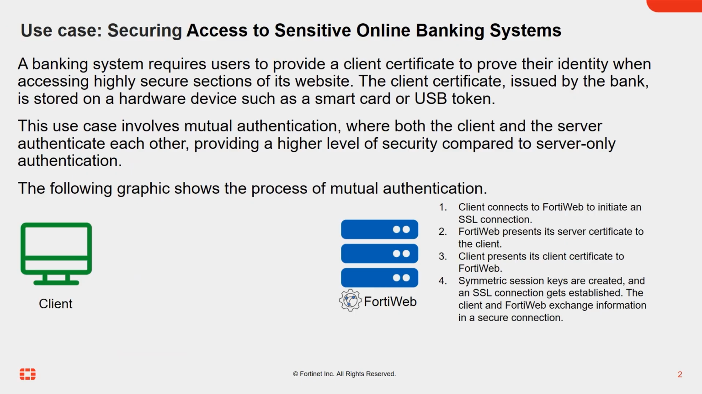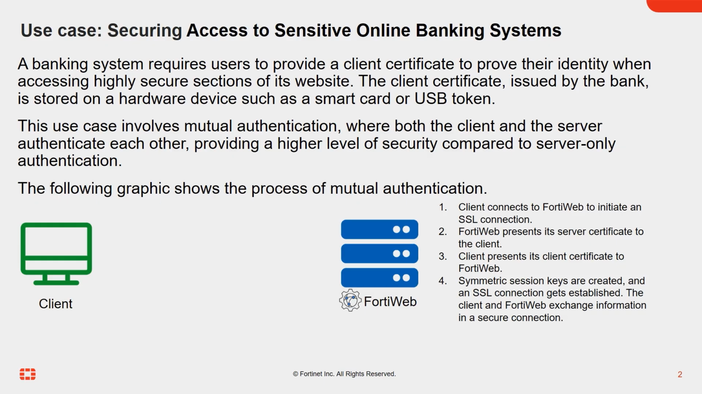In this use case, a banking system requires users to present a client certificate to verify their identity before accessing highly secure sections of the bank's website. The certificate, issued by the bank, is securely stored on a hardware device like a smart card or a USB token. In environments like online banking, where sensitive data is at stake, mutual authentication is key. It goes beyond server-only authentication by ensuring that both the client and the server validate each other's identity. This adds an extra layer of security to protect critical information.